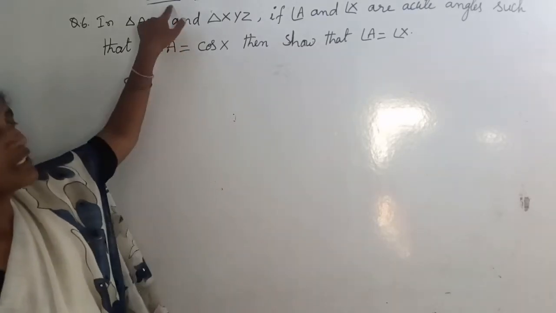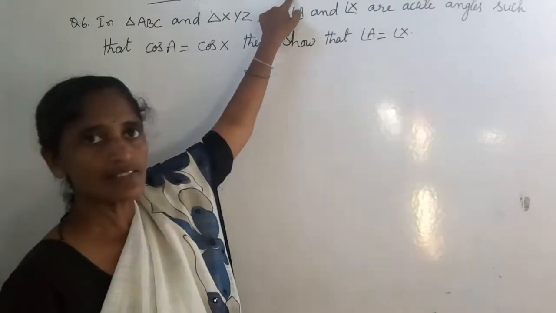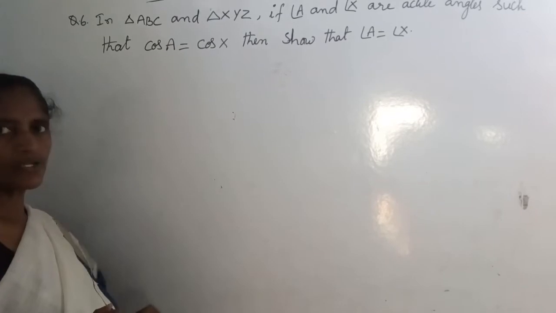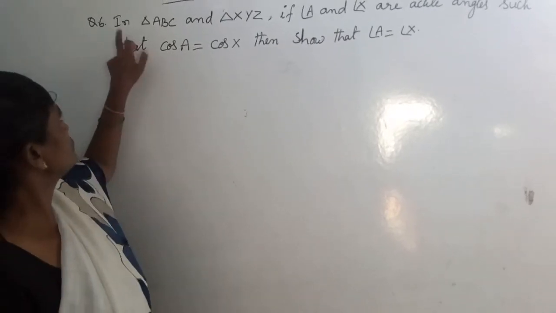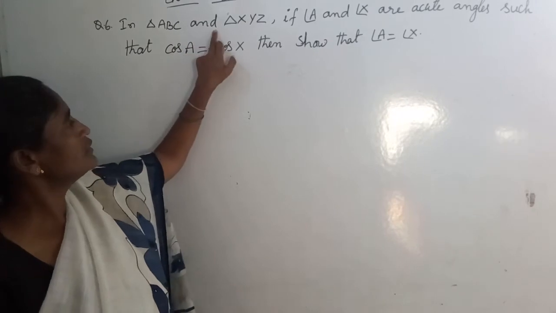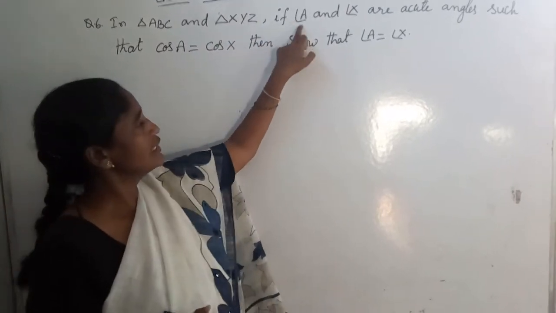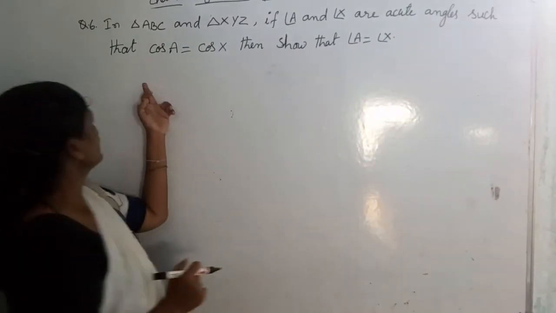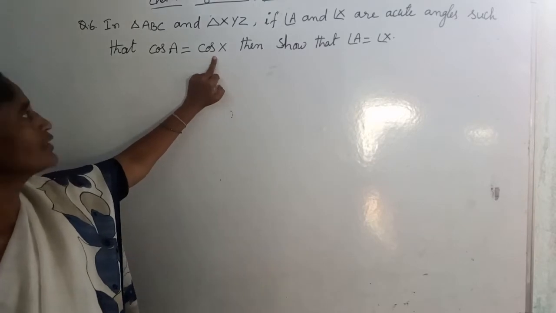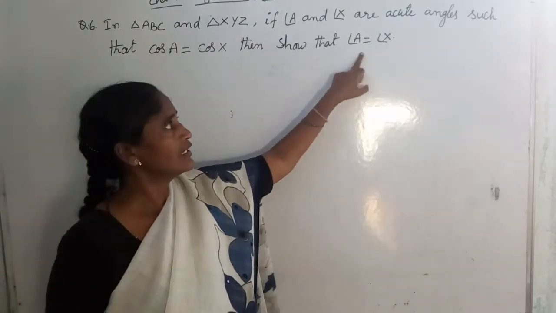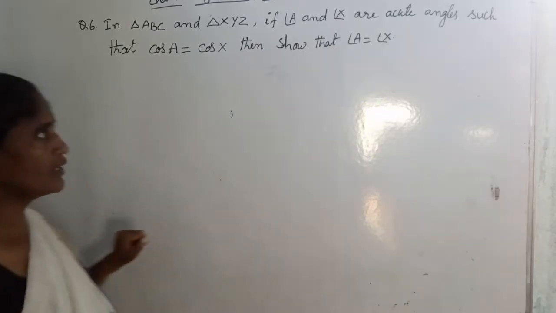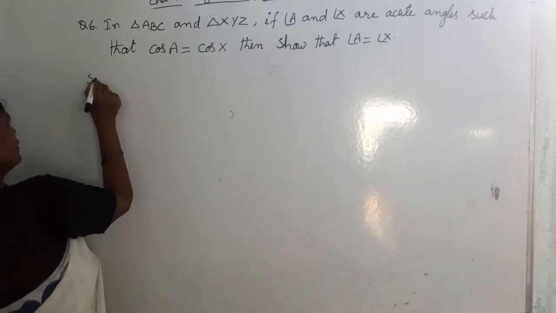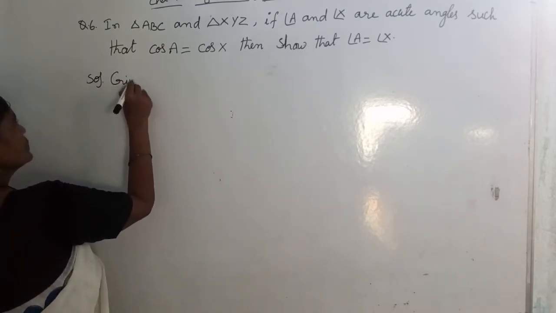Now chapter 11 trigonometry exercise 11.1 page number 281 question number 6 I am going to solve. Listen, in this problem, in triangle ABC and triangle XYZ, if angle A and angle X are acute angles such that cos A is equal to cos X, then show that angle A is equal to angle X. Whatever they have given, we have to write in the solution.